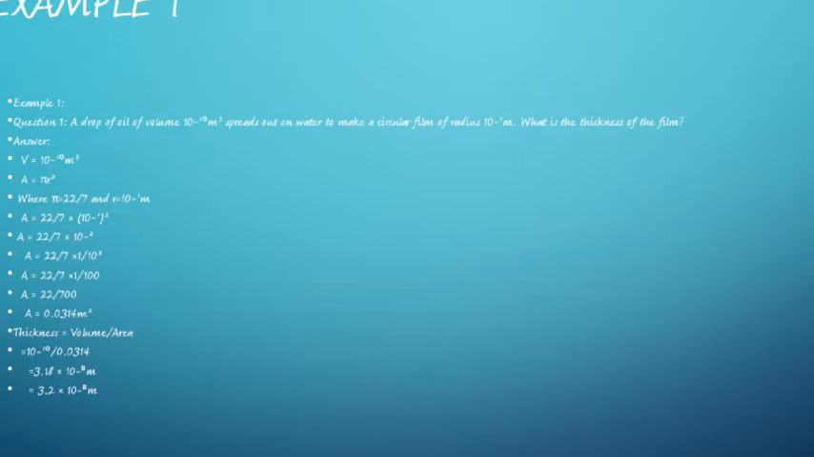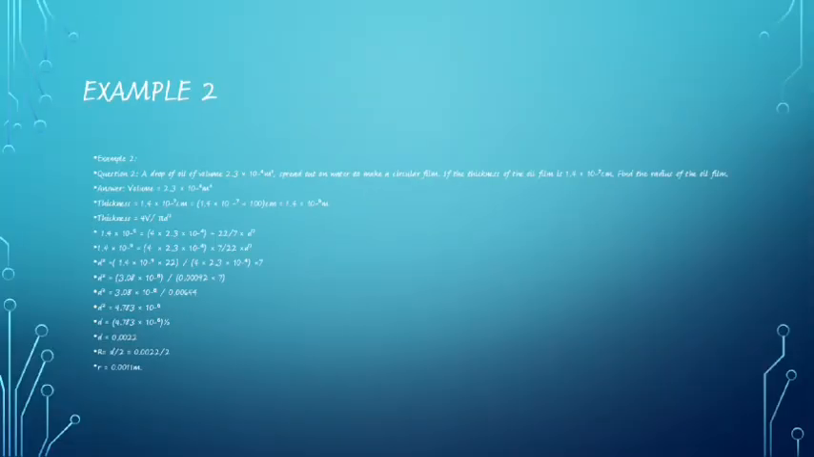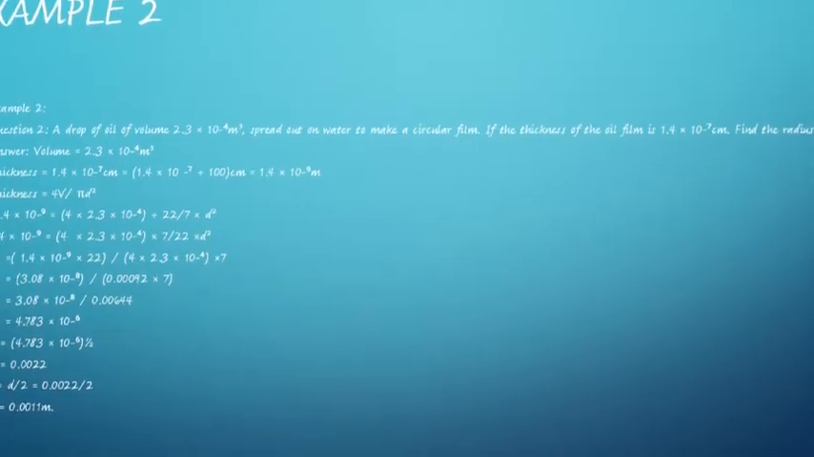0.0314 meter square. Now to find the thickness, remember I told you that thickness is volume divided by area. Our volume is 10 raised to power minus 10 divided by 0.0314. Therefore our thickness is going to be 3.18 times 10 raised to power minus 8 meter. And that's all concerning example 1. Now example 2.